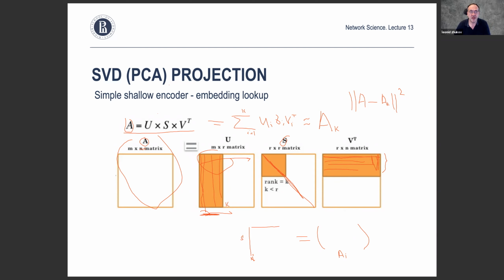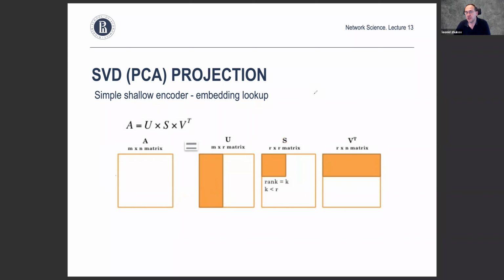Now, remembering that if A is symmetric, it can represent a graph, this is instantly assigning coordinates to the nodes of the graph. That has been known for as many years as PCA exists, probably more than 50 or even more.